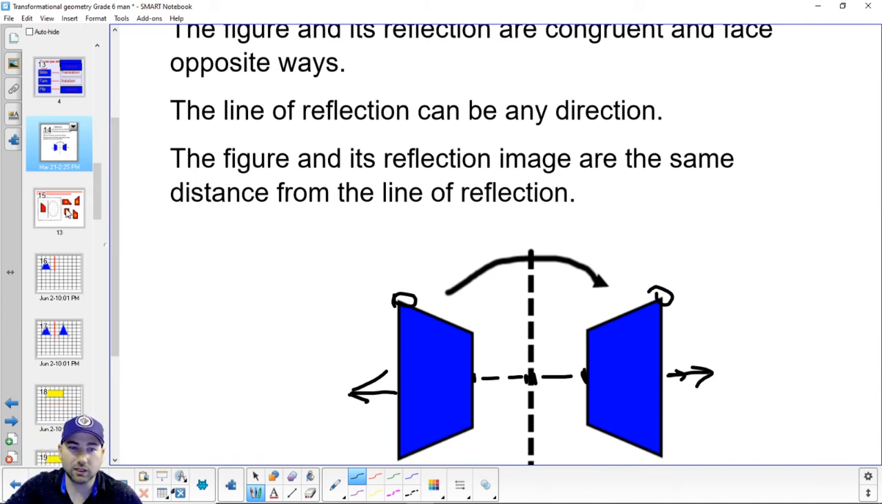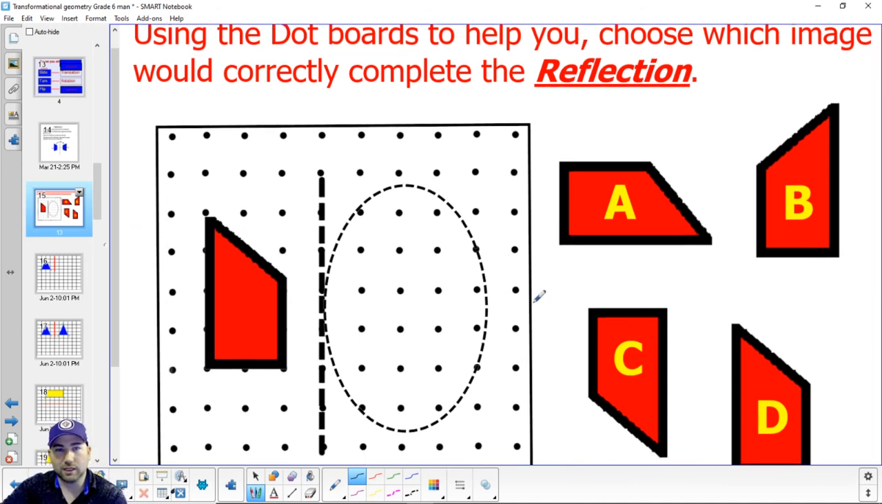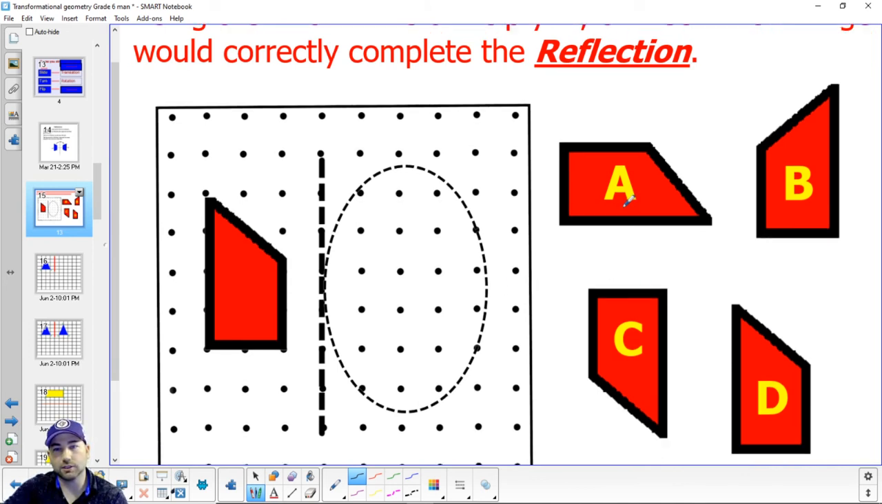So let's take a look at a couple different examples of that. Okay, using dot boards to help you choose which image would complete the reflection. Unfortunately, you don't have dot boards, but let's take a look. Thinking about it, okay, I want you to choose either image A, B, C, or D, and which one you think would be the correct choice for reflecting this image across. So think about it. Is it A? Is it B? Is it C? Or is it D?